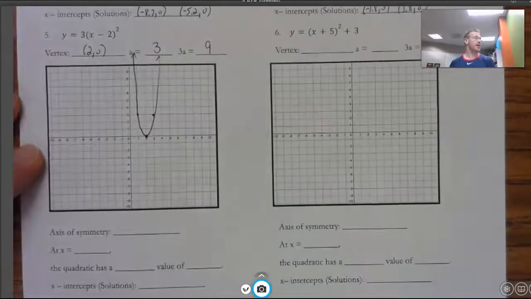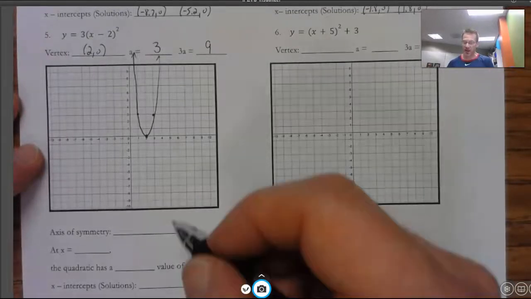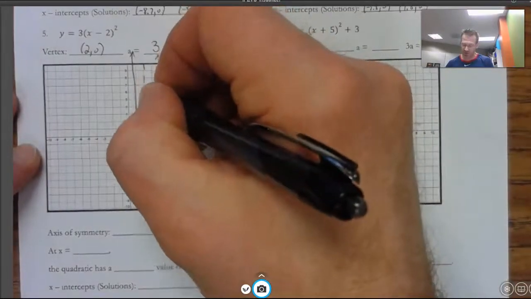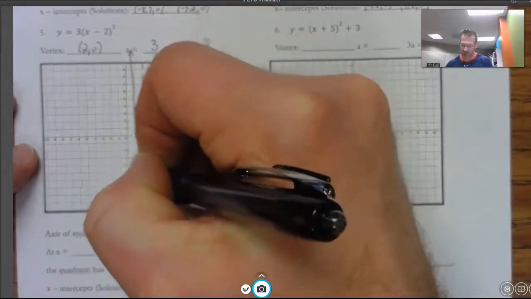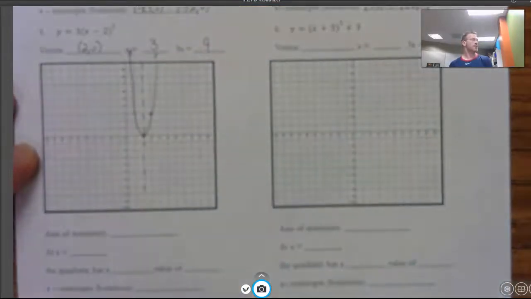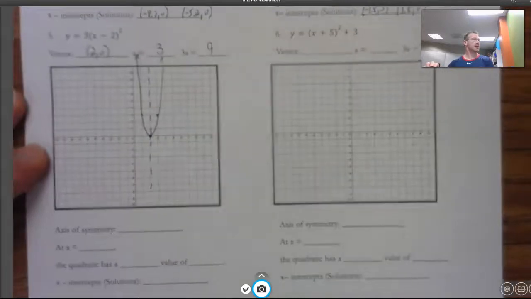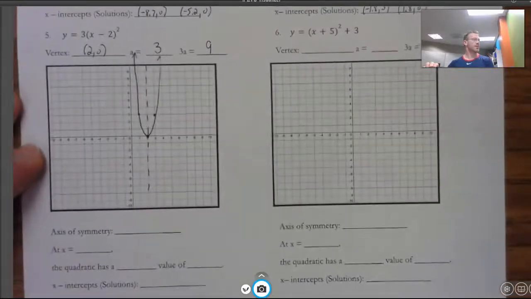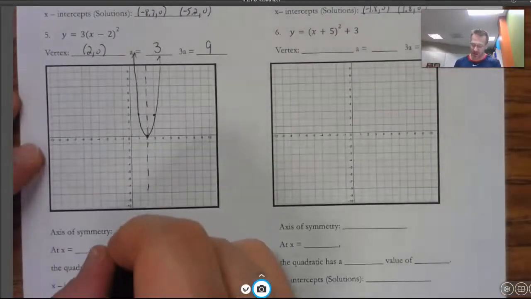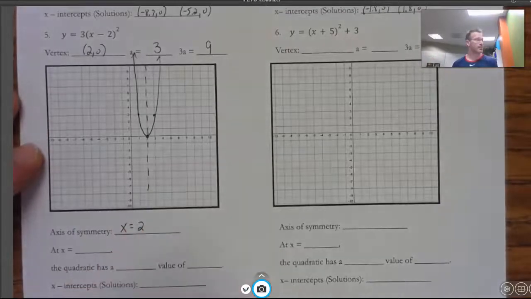Oh, there we go, back in focus. Now once again, we can see that the axis of symmetry is that vertical line right here. Sorry that keeps going in and out of focus for you. Let me focus back in. My axis of symmetry is the vertical line x equals 2.